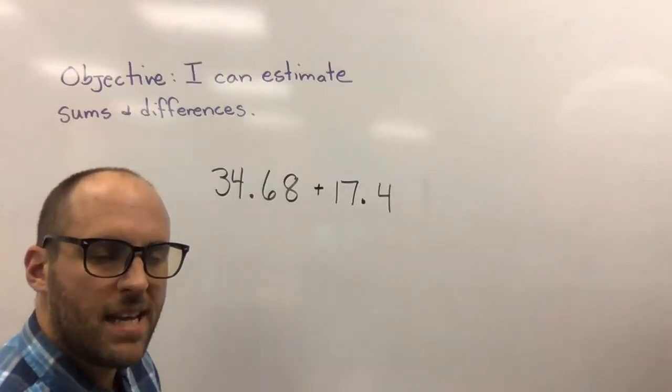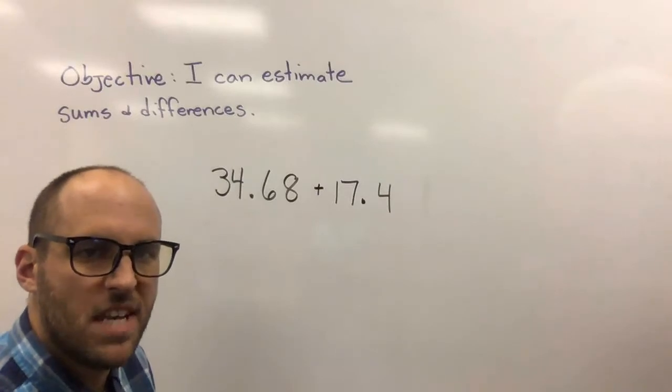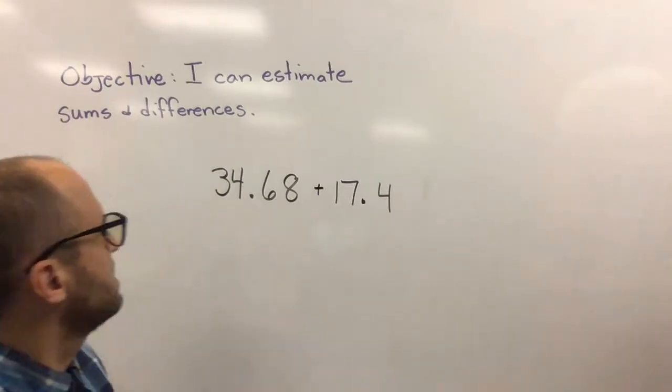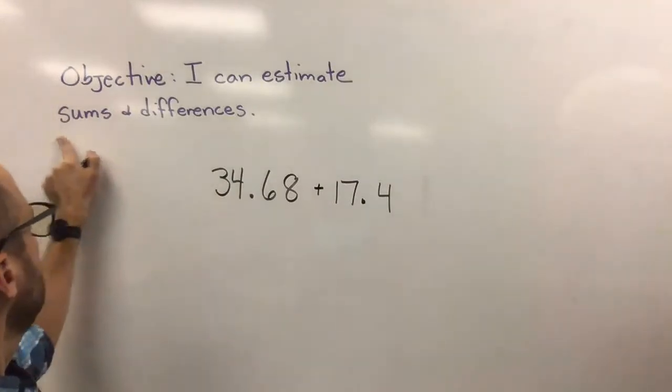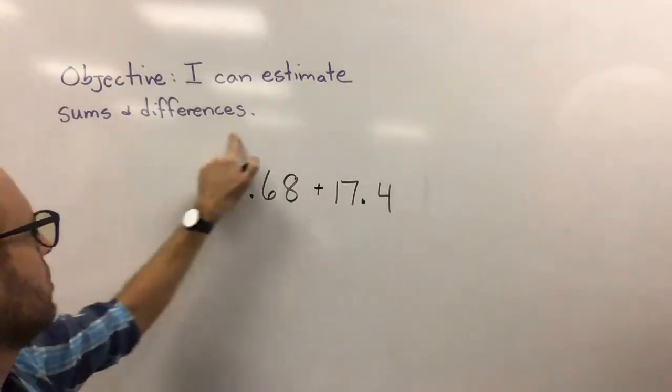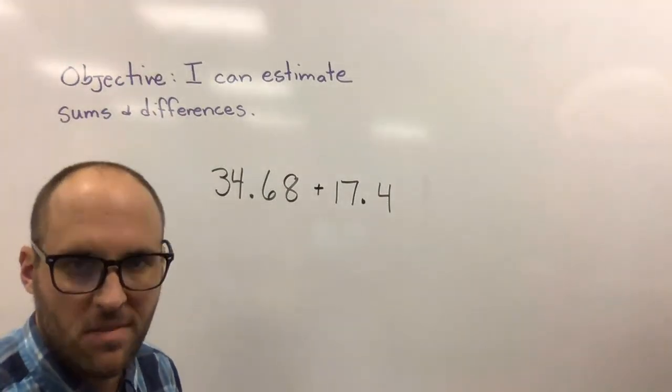Professor Pandemic back again, mathematicians, to talk about estimating sums and differences. And again, estimating is another fancy way to say we're going to round some numbers. Sum meaning we could add, or difference, we can subtract. So again, either adding or subtracting with estimating.